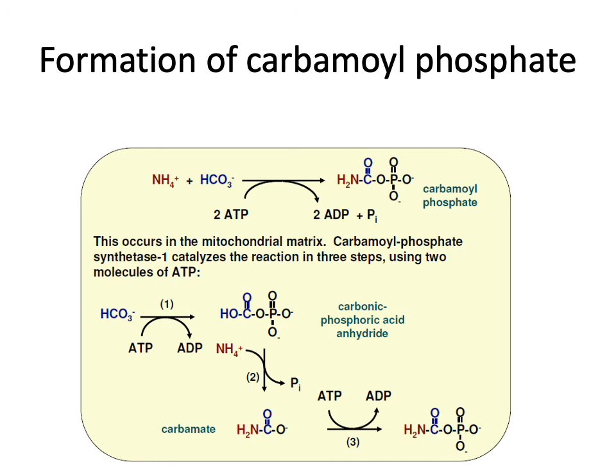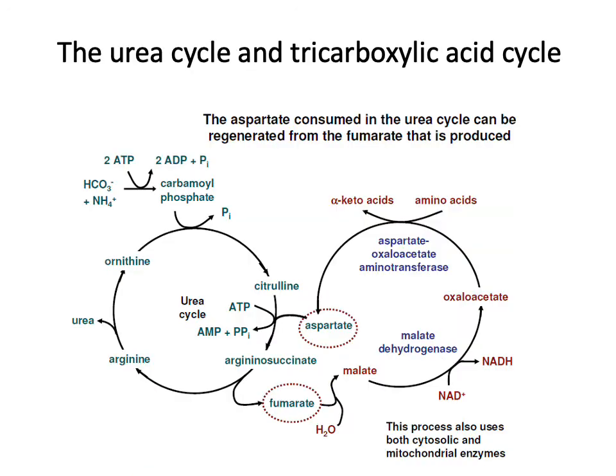And this shows the initial reaction, the formation of carbonyl phosphate. We don't need to go into any details here, but just realize that's how we initiate entry into the urea cycle. Again, I would just want you to understand that there is a direct relationship between the urea cycle and the TCA cycle, and that's shown here. I'm not going to go into any more detail since we've already talked about it.